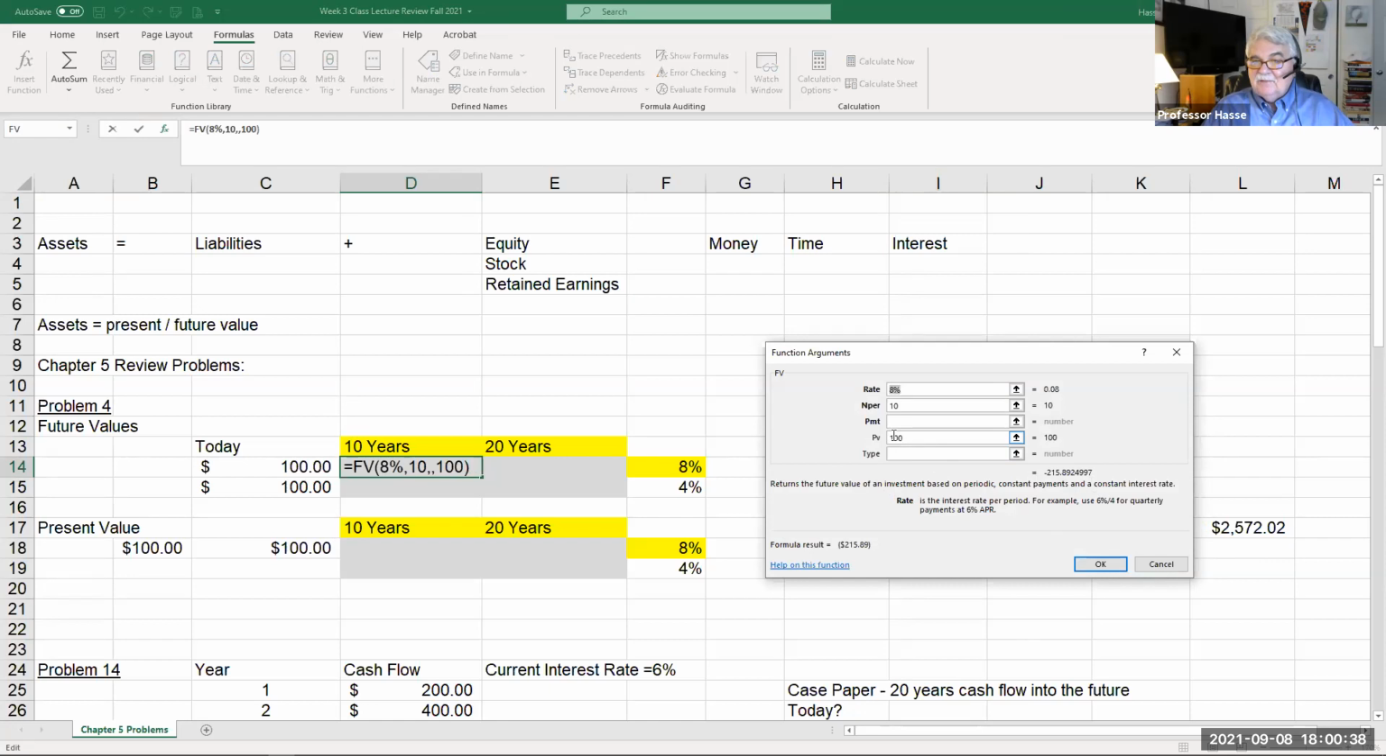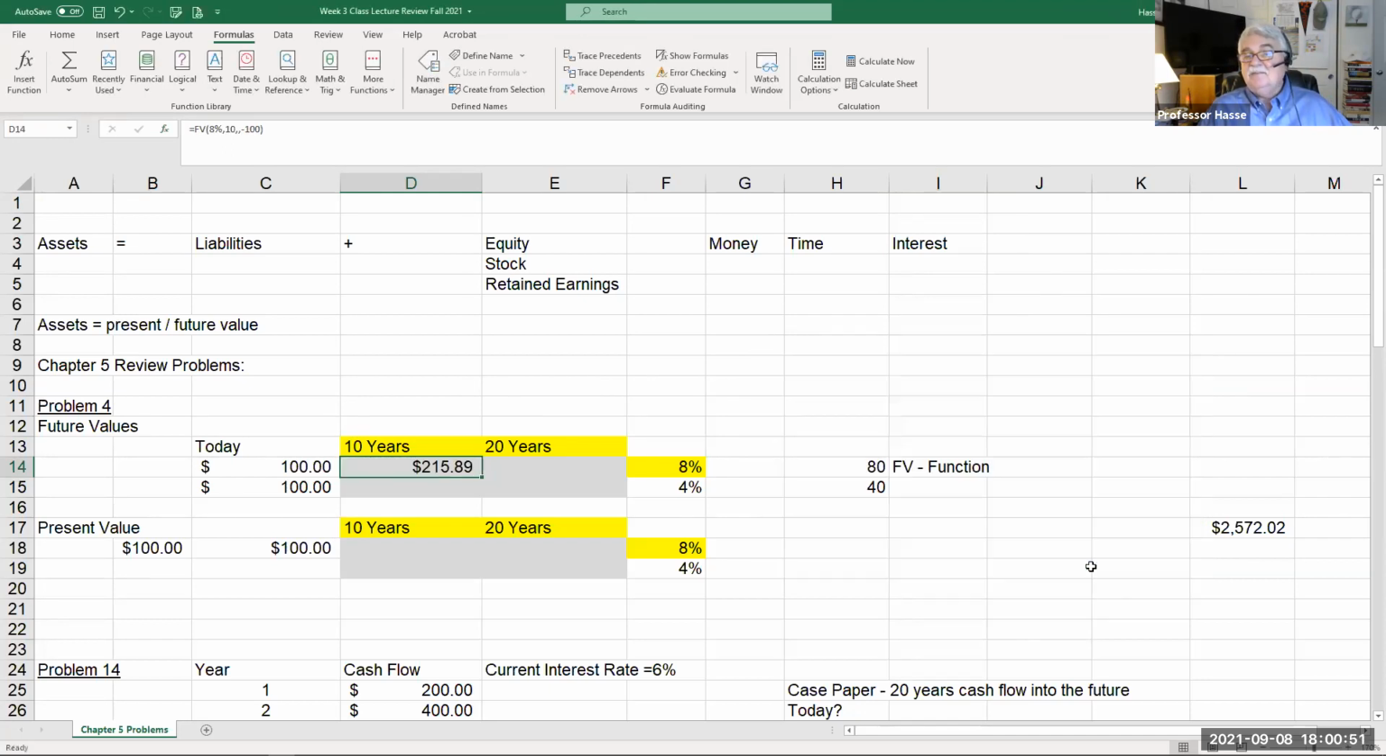If I put in negative $100, it's the same thing. In other words, I'm telling the algorithm that I'm spending the money, negative. If I do that, it becomes a positive $215.89. The answer is the same, but sometimes students freak out when they see a negative number. Oh, did I lose money? No, no, no. It's just the way the algorithm works in the spreadsheet. But the answer is $215.89. That's the important thing. So if I put $100 in an investment today, it grows at 8% every year for 10 years, I have $215.89.